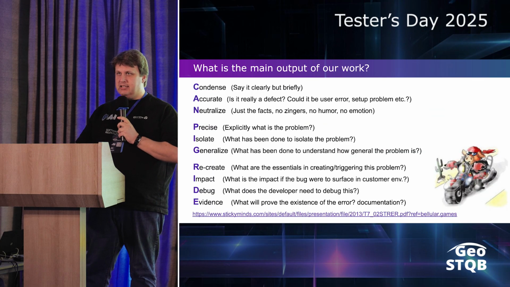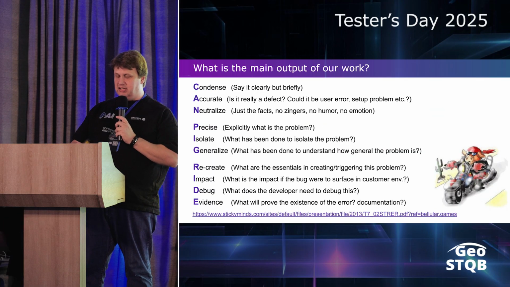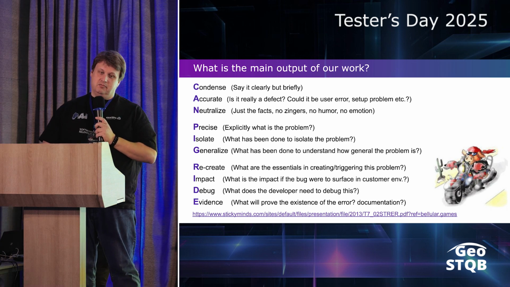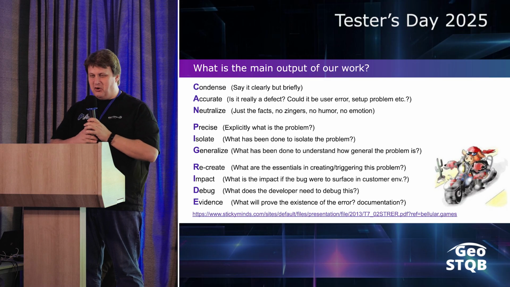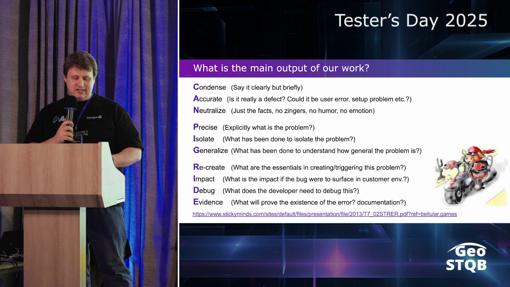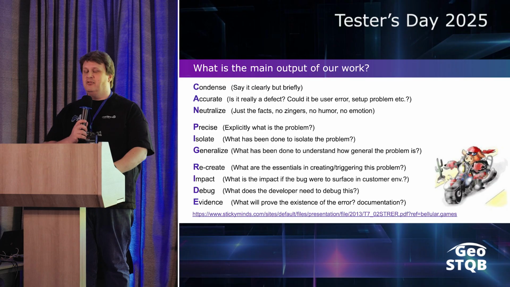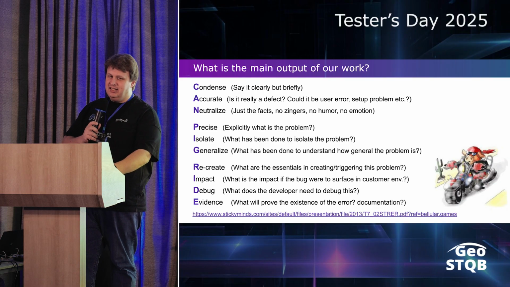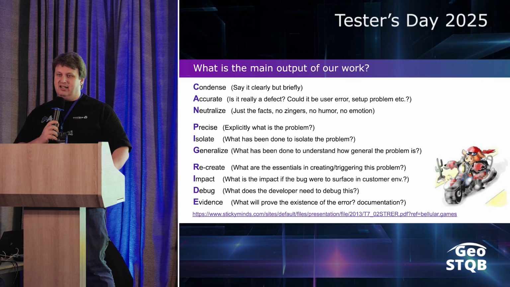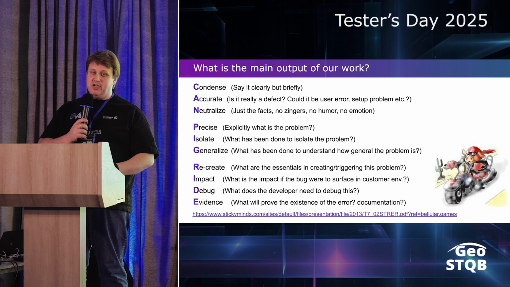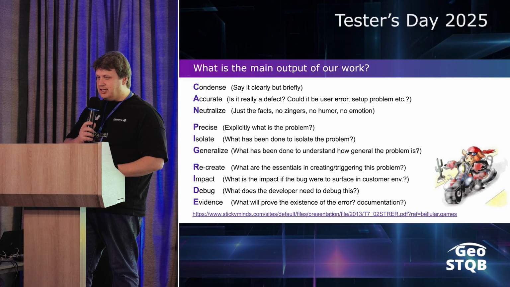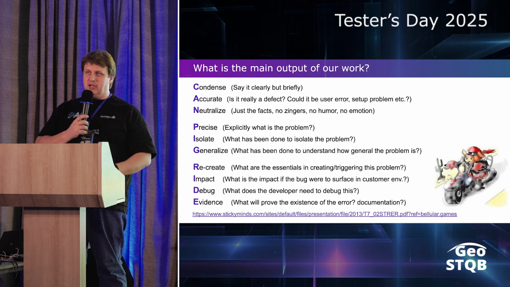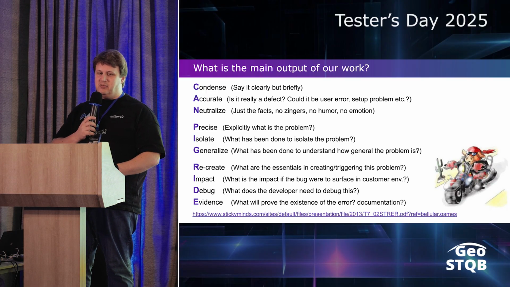One of the best materials, initially for junior testers, but I believe it is also a very good reminder for anyone working in software testing, is that defects are our main output, and the quality of our work is essentially the quality of information that we provide.